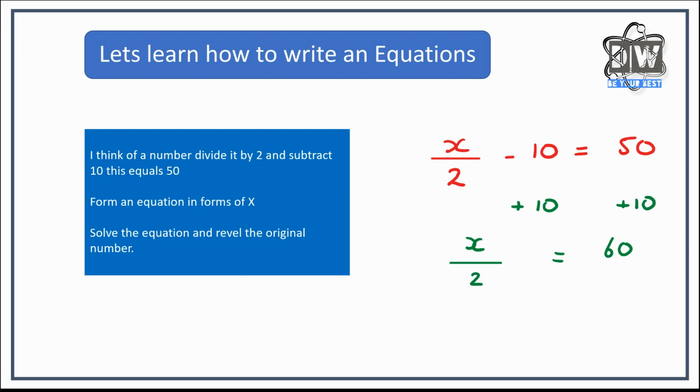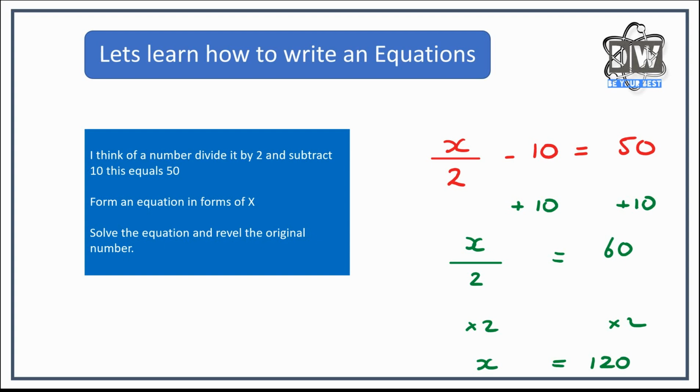And then what do I do now? What's the opposite of divide? It's times. A lot of people make the mistake here. They divide it again. Don't divide it again. Times it, because it's the opposite of divide. So times both sides by 2. And that'll end up with x equaling 120.